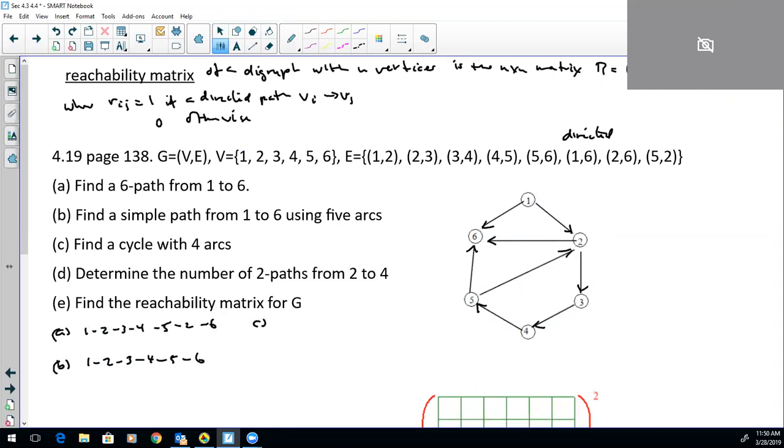Okay, another simple question. Find a cycle with 4 arcs. Well, there's several of them here. But there's the one that goes 5 to 2 to 3 to 4 to 5.